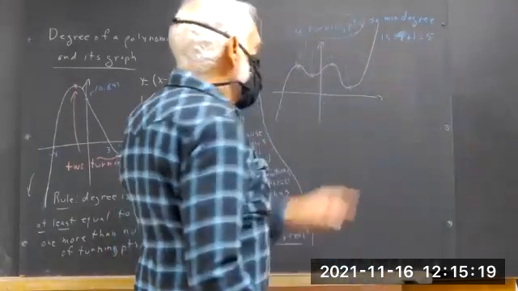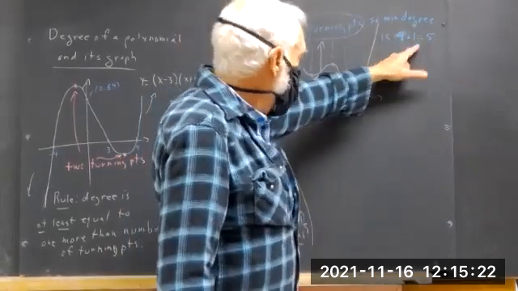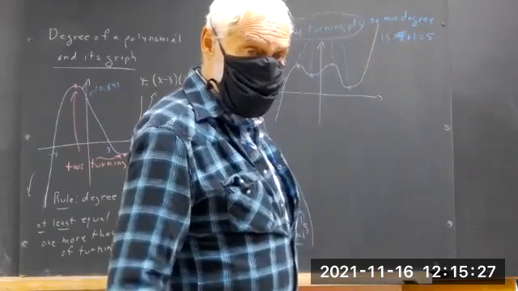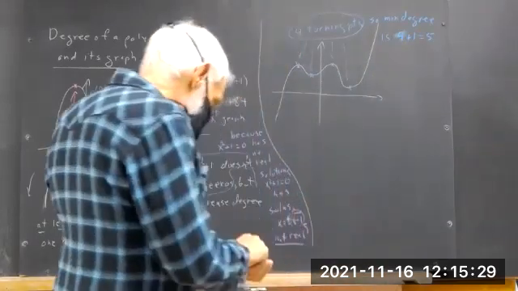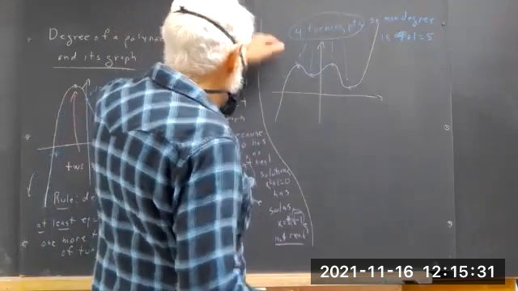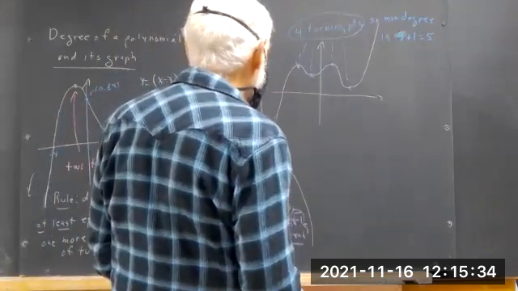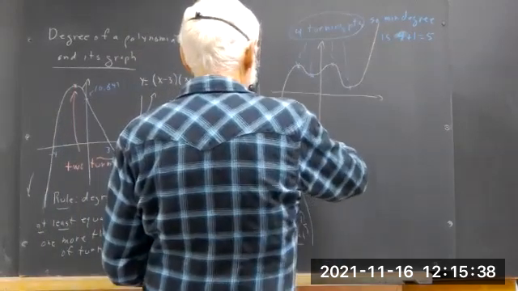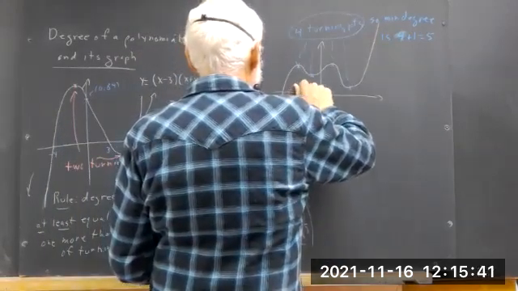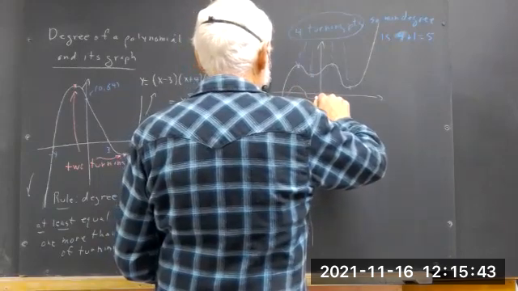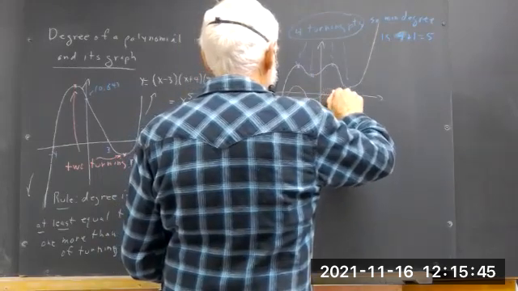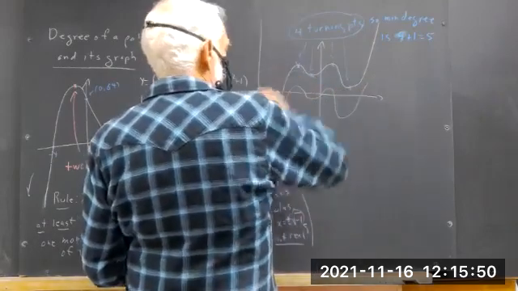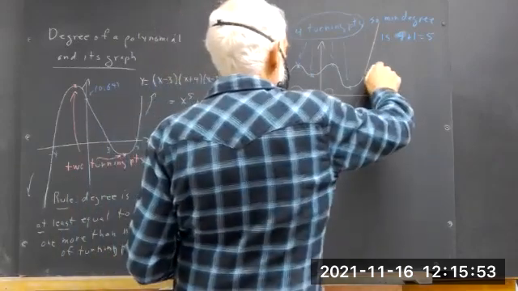Can I write it? Minimum degree is 4 plus 1 equals 5. That means one more than the number of turning points. Okay. Now, why is that plausible? Well, if I shift this graph downward a ways, shift it downward.